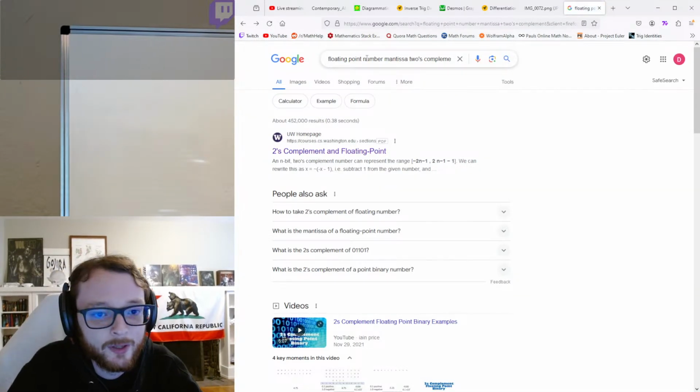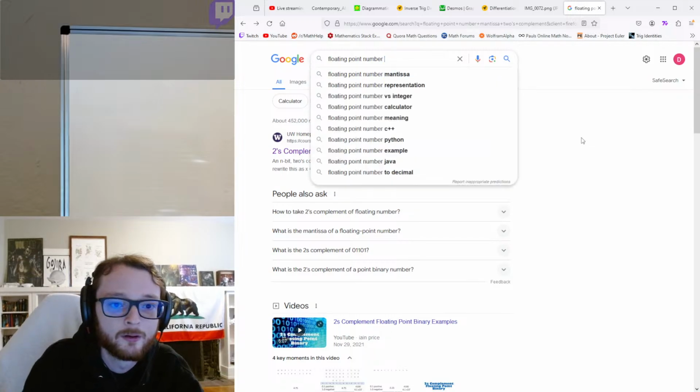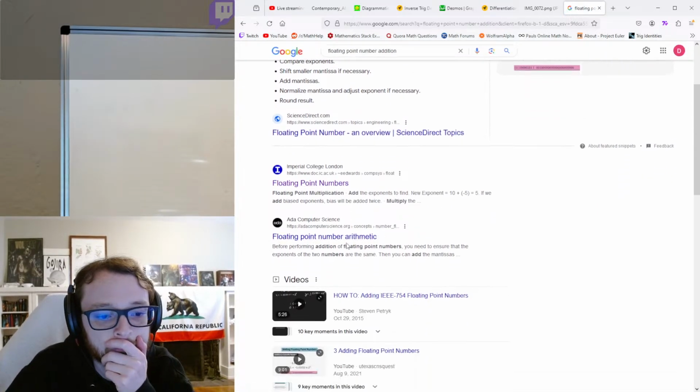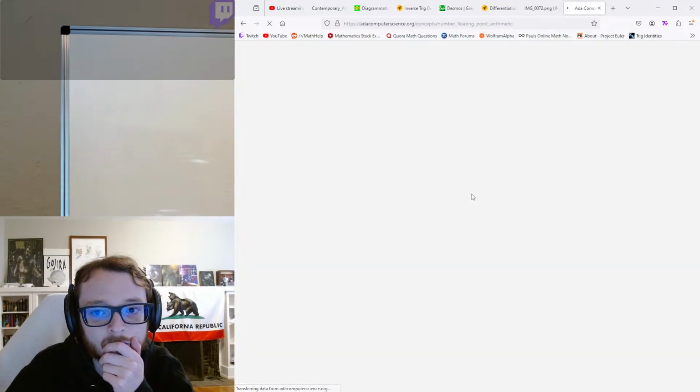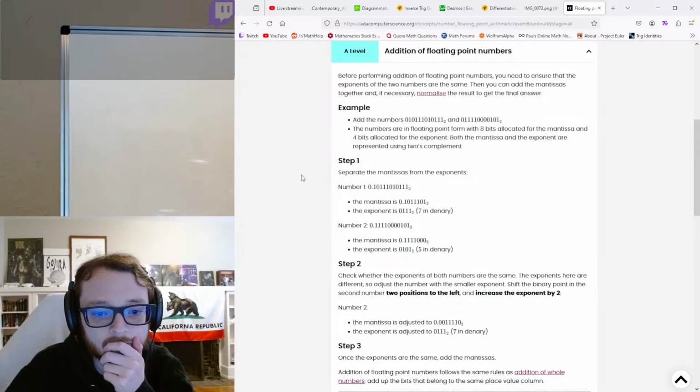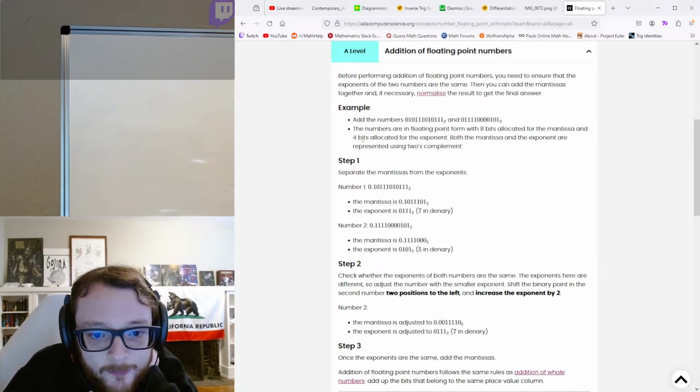I'm gonna look up one more thing, but you don't have to stick around and take my word on any of it. I'm just kind of curious to see if I can remember this better. Floating point number addition. Eight bits allocated for the mantissa, 4 bits allocated for the exponent. So that's 4, that's another 4. Okay, so that's the mantissa. The last 4 are the exponent.